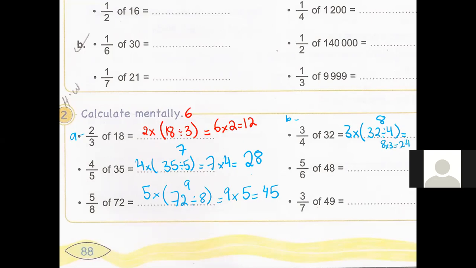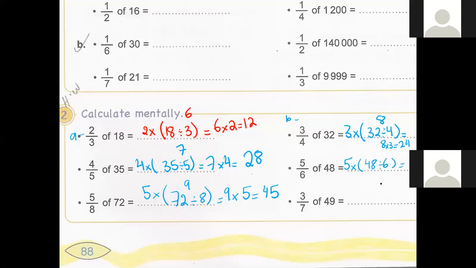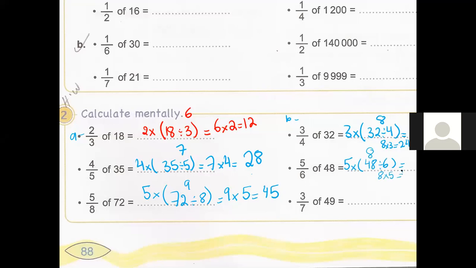24. Excellent job. Thank you. Now, Jawad Shamsuddin. Yes, teacher. I'll continue with the second one. 5 over 6 of 48. Okay. We will put 5 times, open two brackets, 48 divided by 6. Excellent. Which number in table 6 gives us 48? 8. Bravo. Now what shall I do? 8 times 5. How much? 40.